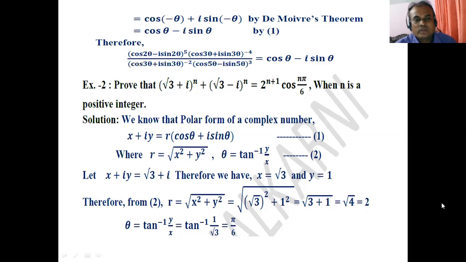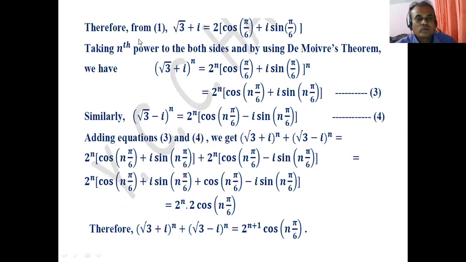Now, therefore, we calculate the polar form of root 3 plus i: r is 2, times cos of theta, which is pi by 6, plus i sine pi by 6. Okay. So this is the polar form of the given complex number. Now we take the n-th power on both sides by using De Moivre's theorem.